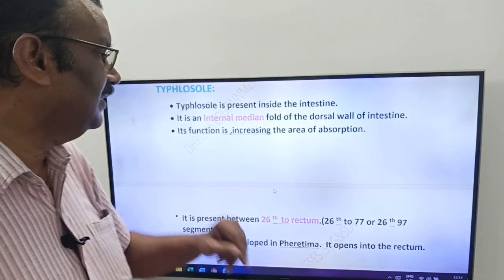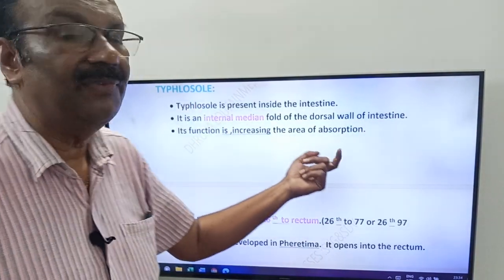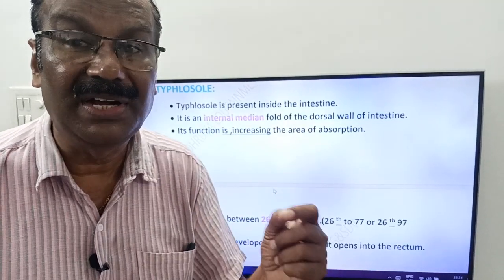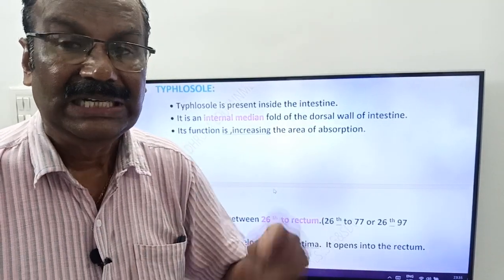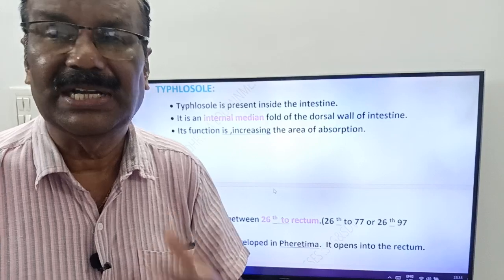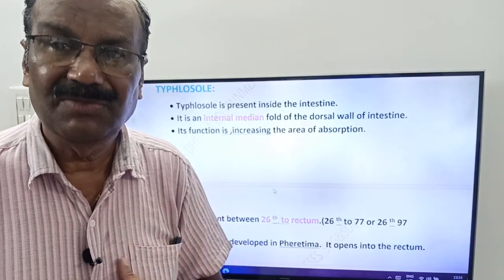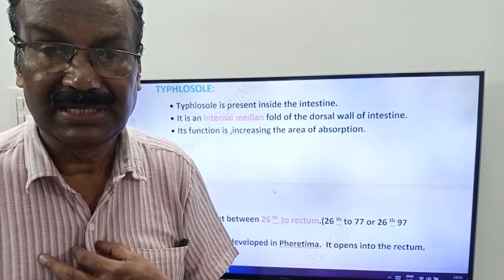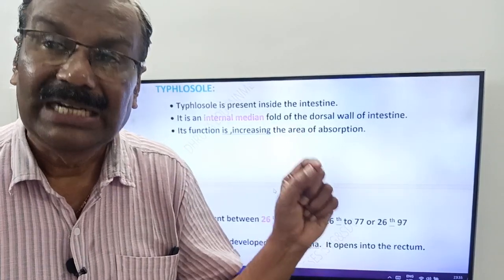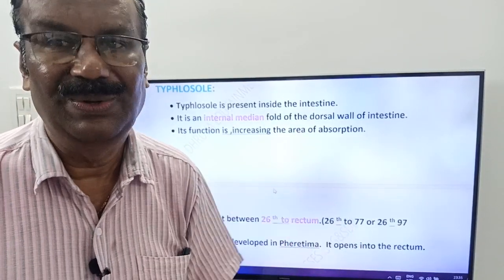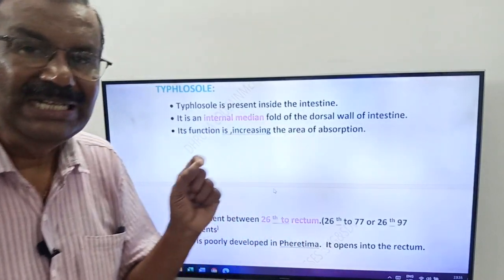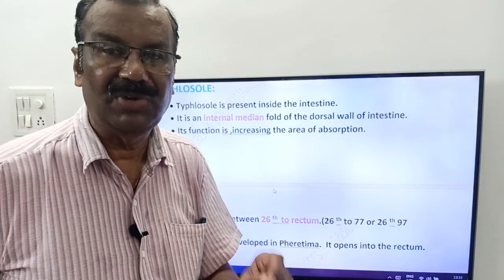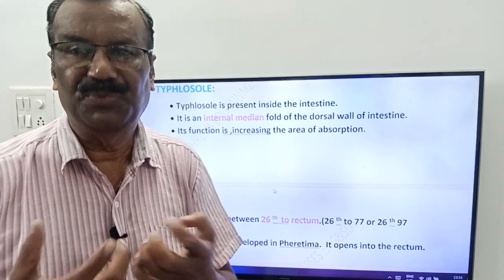Its function is what, friends? It increases the area of absorption. See, friends, what is the function of typhlosole? It increases the area of absorption. For example, you see, friends, in our intestine we have microvilli. Microvilli increase the area of absorption. Like that, earthworm has typhlosole. The typhlosole increases the area of absorption. Means what, friends? It absorbs the digested food.